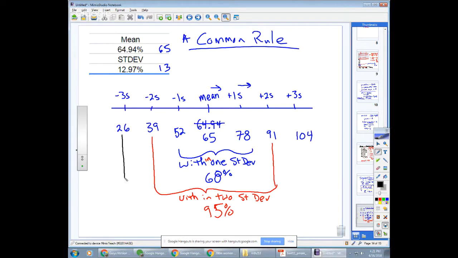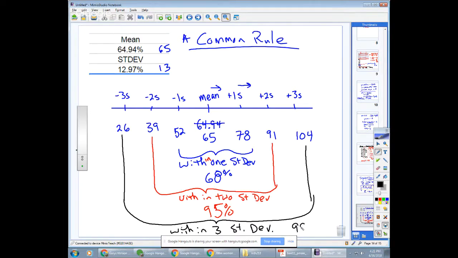And then within 3 standard deviations, for a lot of data, we should have about 99, almost all of the data should be within 3 standard deviations. So I'm going to sort the data and check it out and see what happens there.